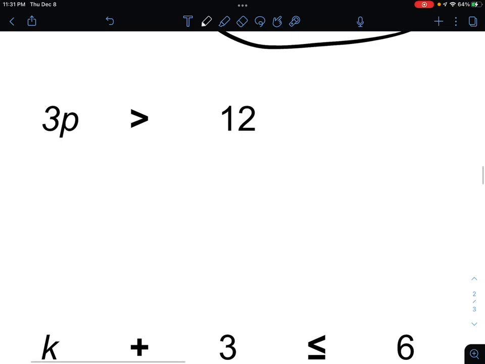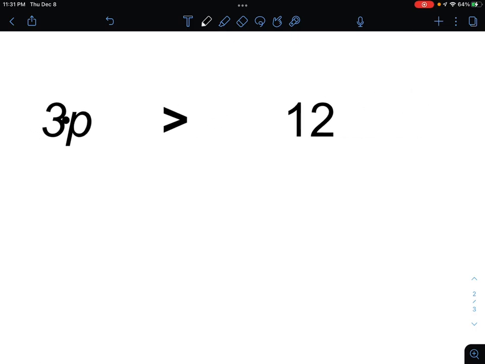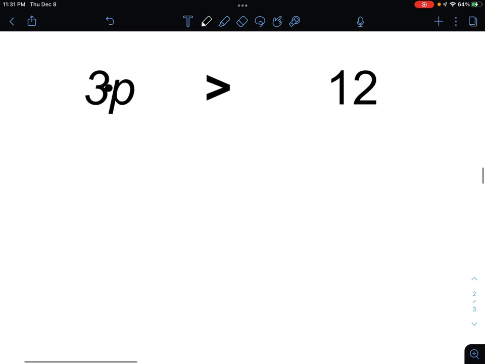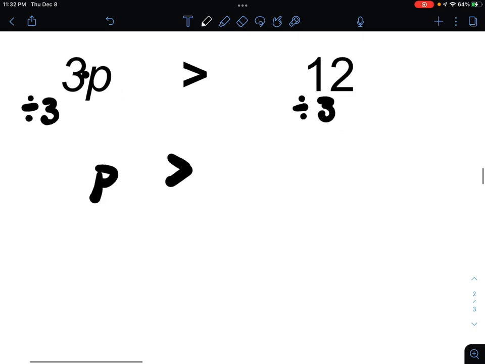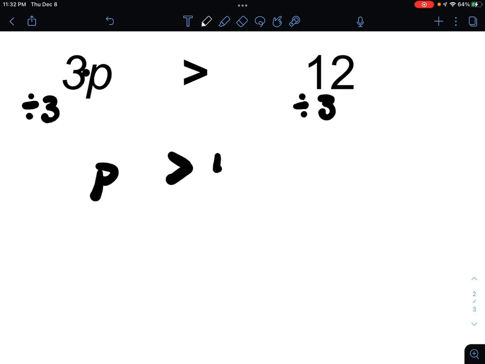All right, next problem. 3p is greater than 12. So remember, in between that 3 and the p, there's an invisible multiplication. So it's 3 times p. So the opposite of that is division. So we have to divide both sides by 3. 3 divided by 3 gives me 1, so I'm left with 1p. 1p is greater than, and I did not have to switch it because there are no negatives here. 12 divided by 3 gives me 4.